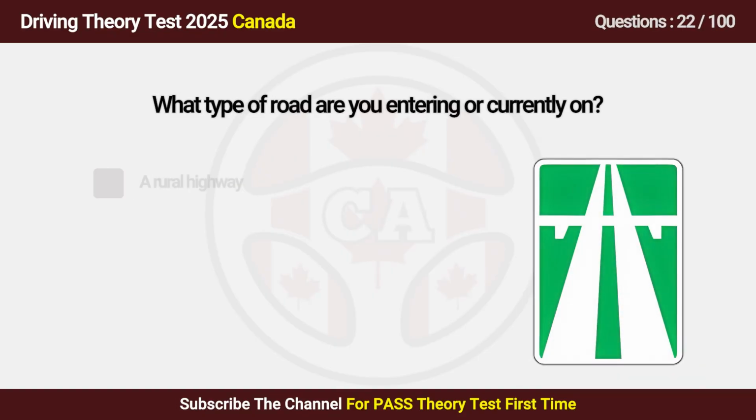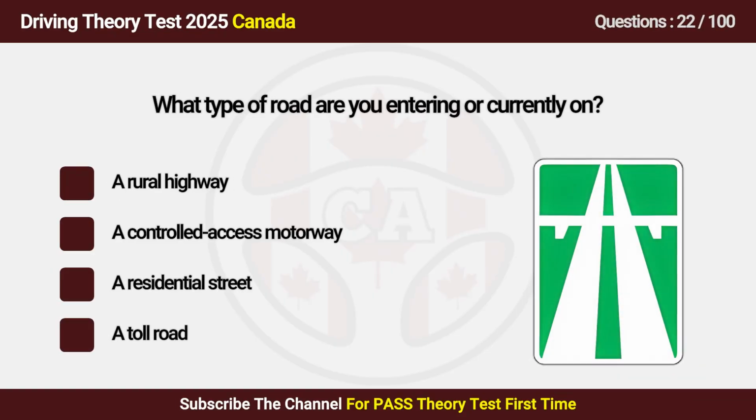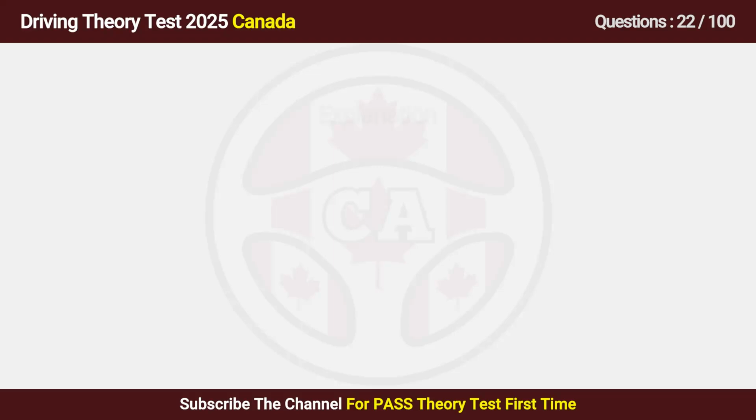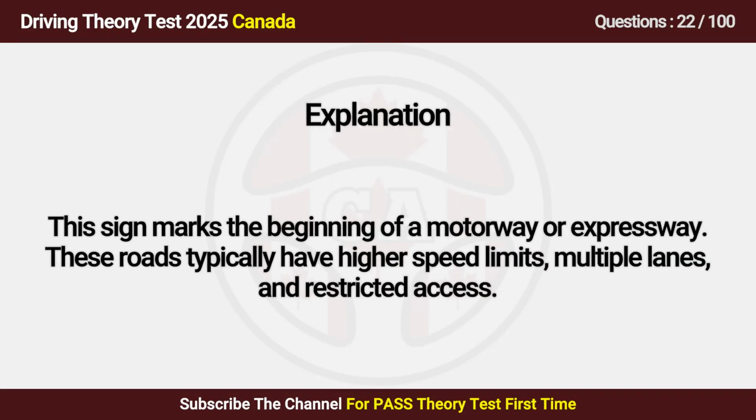Question 22. What type of road are you entering or currently on? A. A rural highway. B. A motorway. C. A residential street. D. A toll road. Answer is B. A motorway. This sign marks the beginning of a motorway or expressway. These roads typically have higher speed limits, multiple lanes, and restricted access.